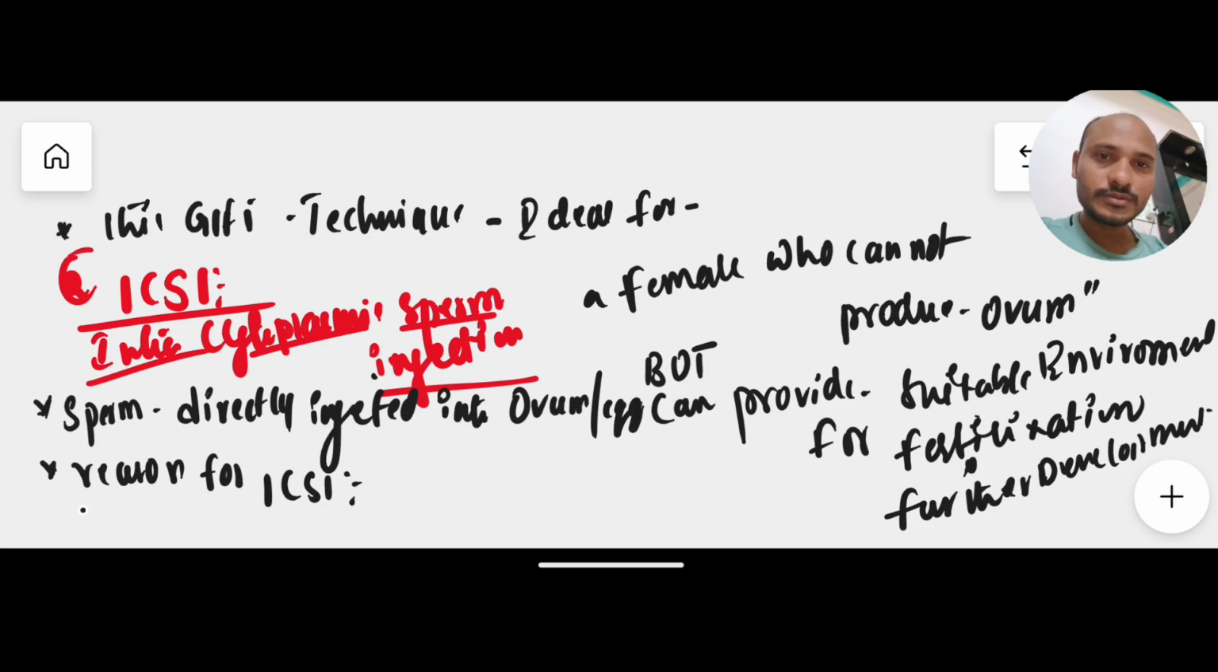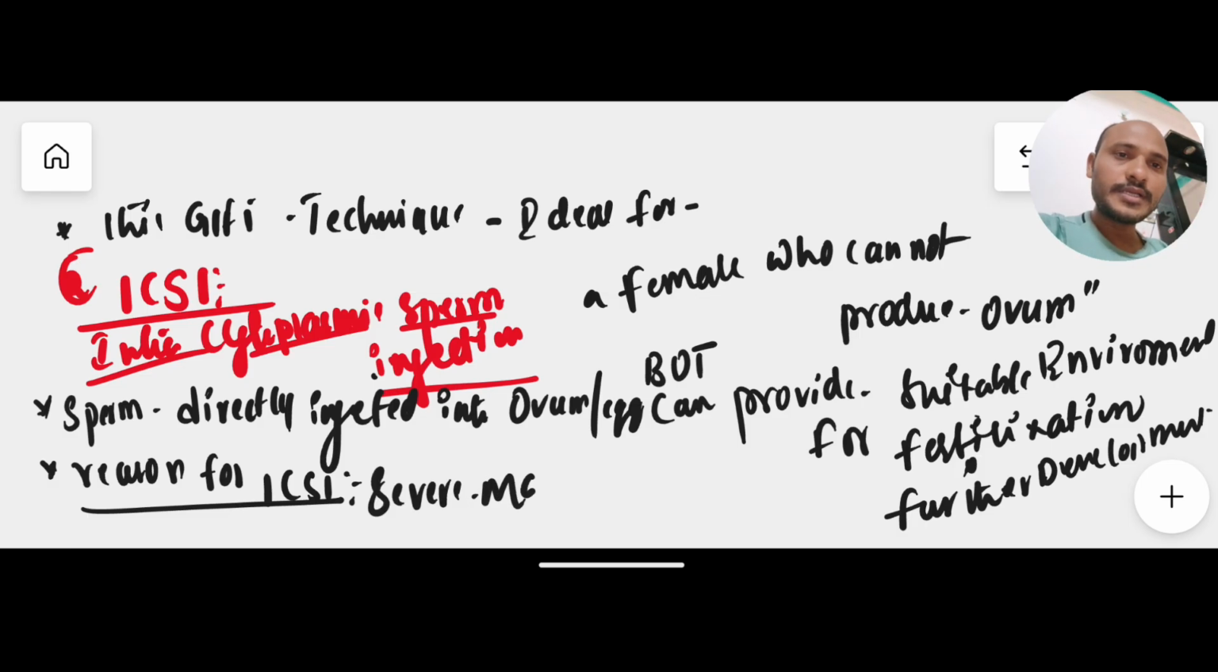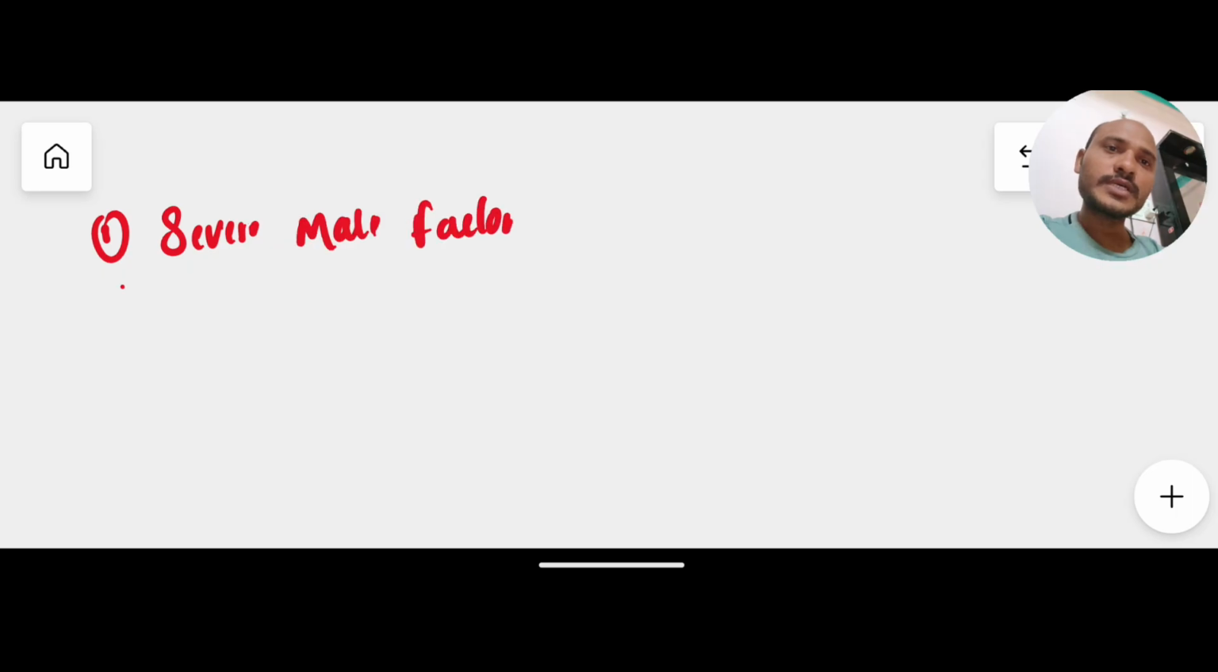So what is the reason for ICSI? Why should we choose this ICSI? Because the male person has severe male factor infertility. Why do we choose the method in which sperm is directly injected into the ovum or egg? Because there are some persons who have severe male factor infertility, hence ICSI is the best method for them. Then what is severe male factor infertility?